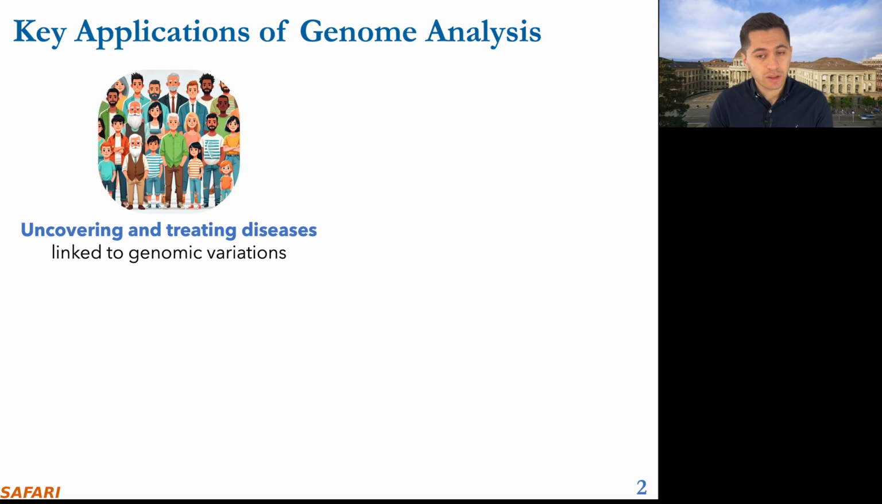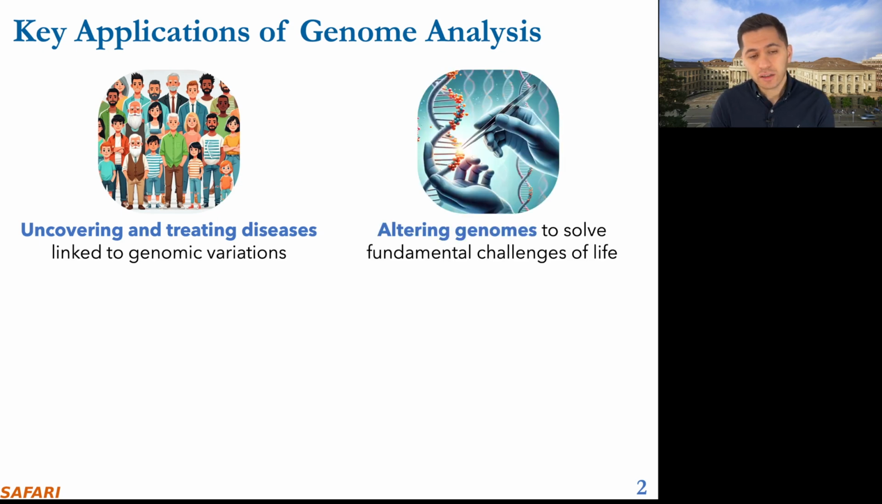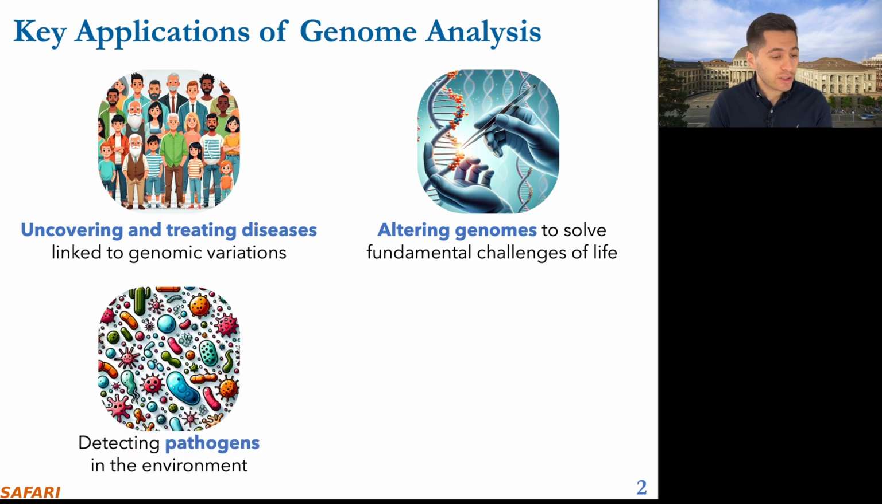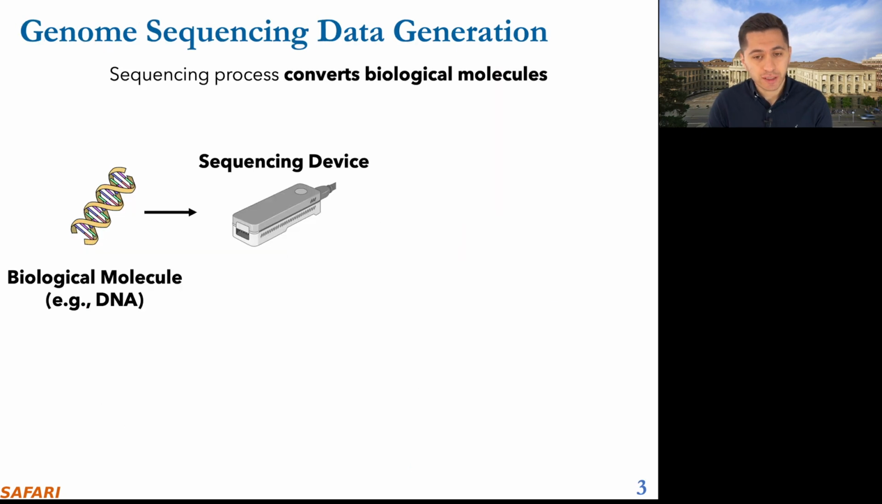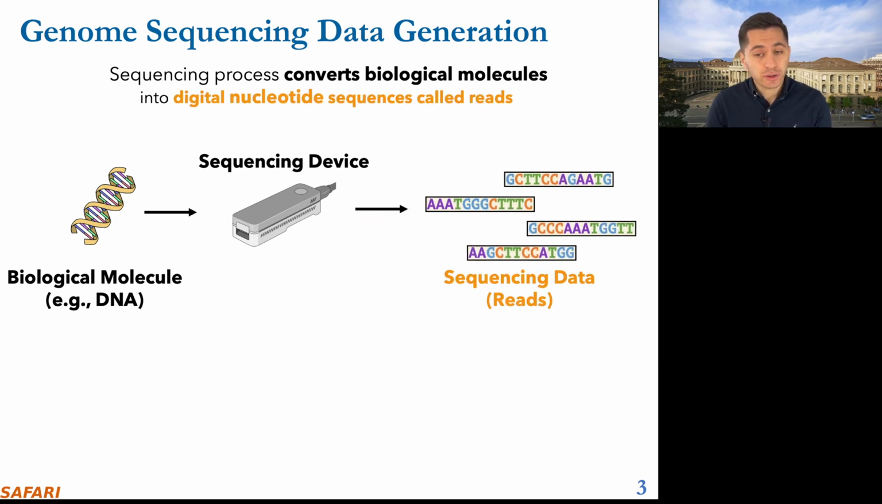Let's start by looking at some key applications in genome analysis. For example, we can uncover and treat diseases linked to genomic variations, alter genomes to solve fundamental challenges of life, detect pathogens in the environment, and by doing so enable rapid surveillance of disease outbreaks. To enable many of these applications, we need to analyze the genomic data. The analysis of genomic data starts by converting the biological molecules into digital nucleotide sequences that we call reads.